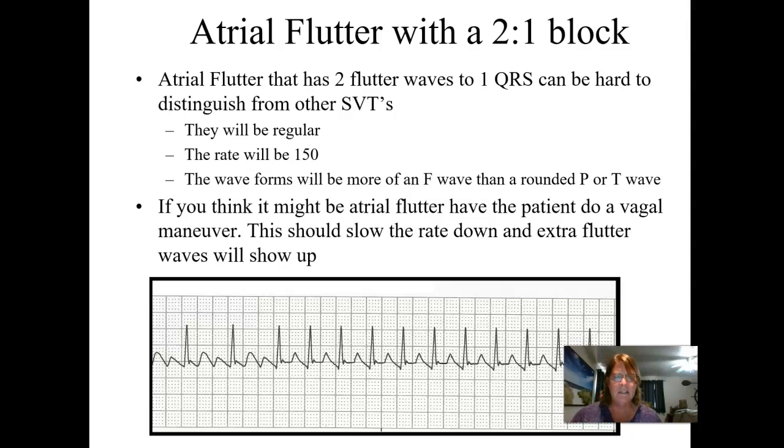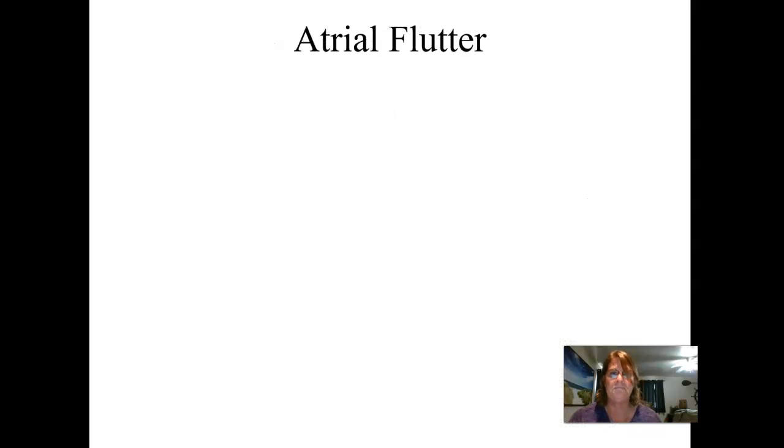So the best thing to do, have them bear down, have them cough forcefully. It slows it down just enough to pick up some extra flutter waves. And it's really very distinct when you do this. If it's atrial tach and you have them bear down, it will slow the rate down a little bit. If it's atrial flutter and you have them bear down, you'll see extra flutter waves pop up.